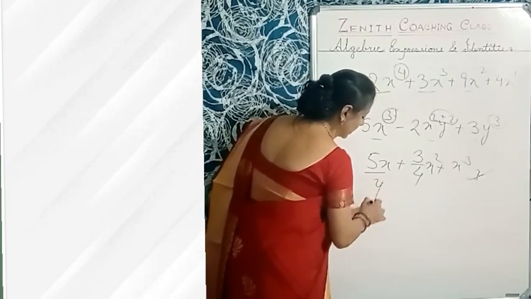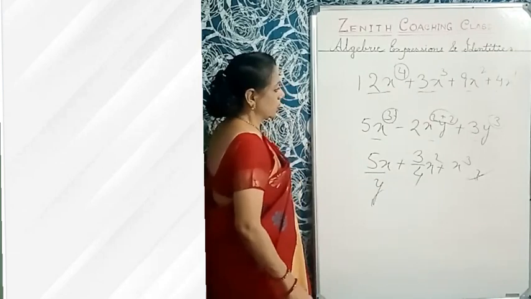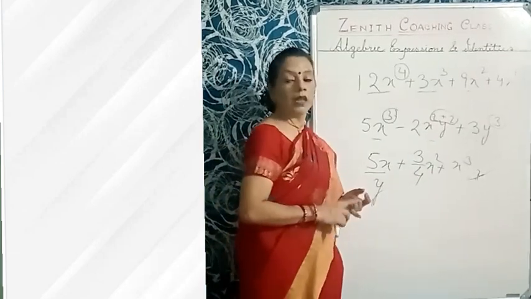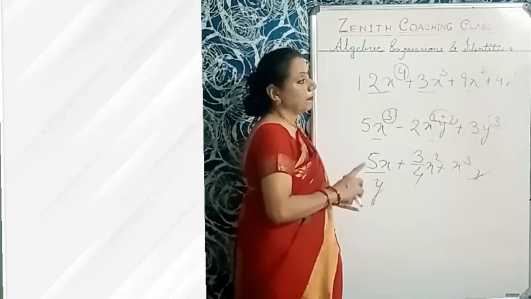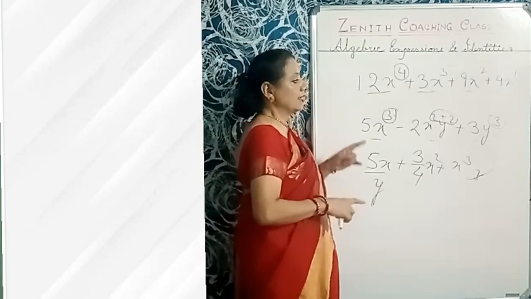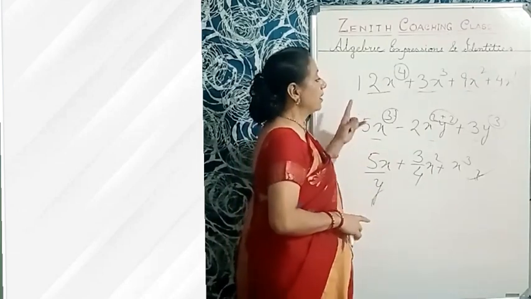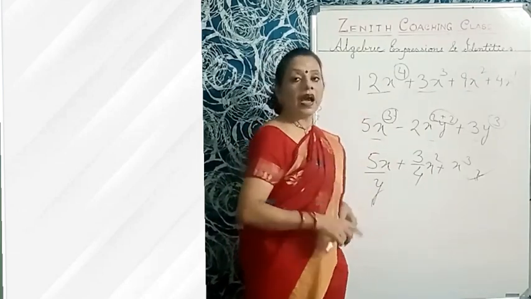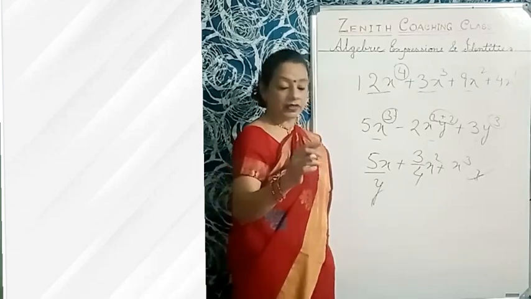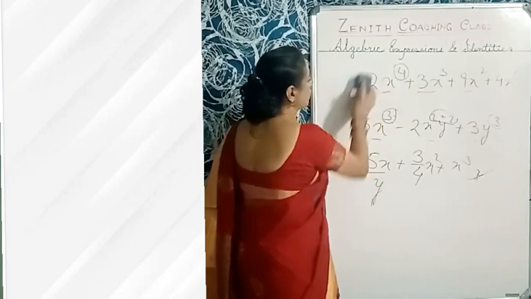Okay children, understood? What you have to study is monomial, binomial, trinomial, multinomial. They are polynomials. Then the number of terms, and then the degree. Then I taught you addition. Now we will go to the subtraction sums.